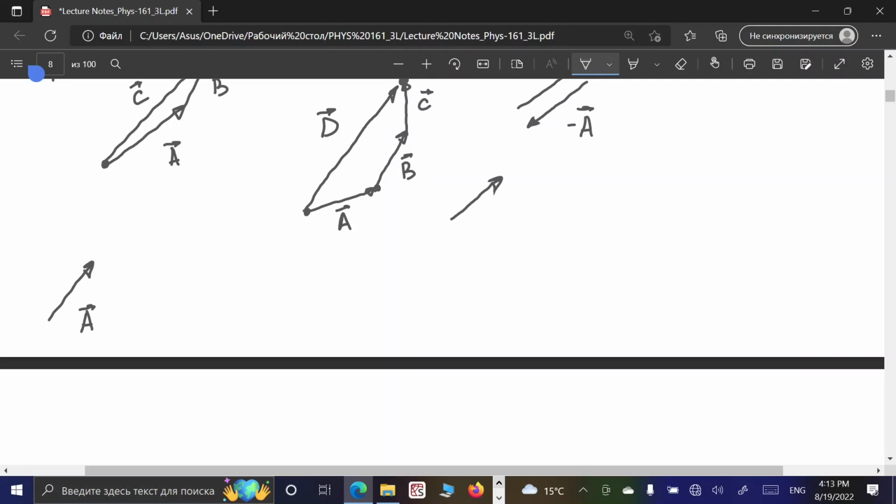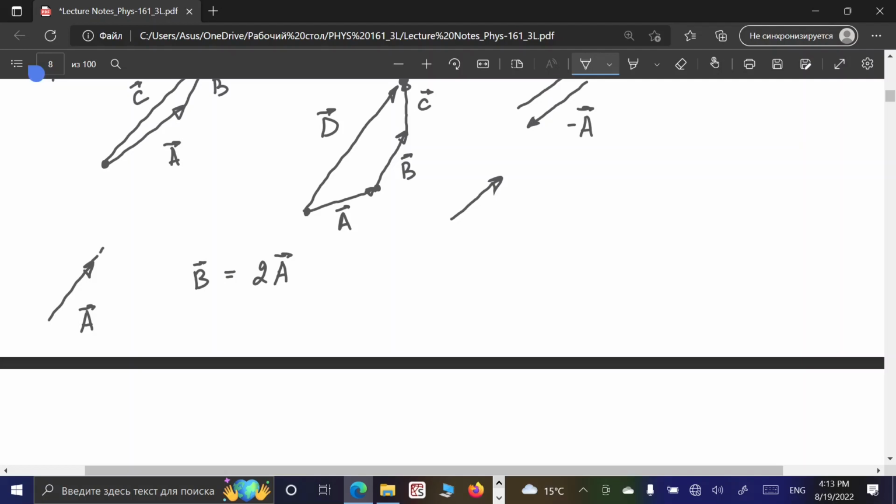And we want to get some vector b which is equal to, let's say, 2 times vector A. In this case, when we multiply a vector by a scalar number, we increase only the magnitude of the vector. So we don't change the orientation.